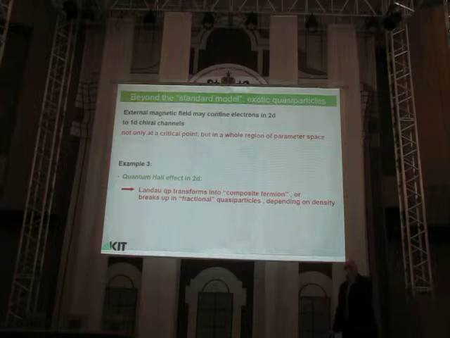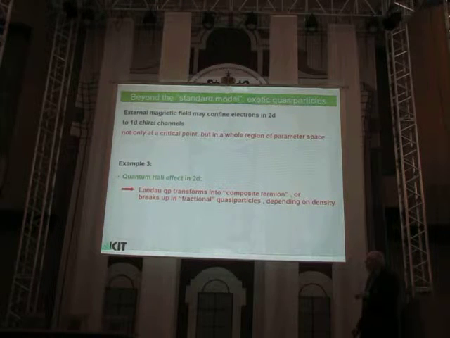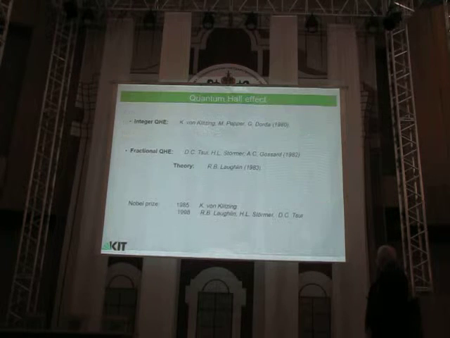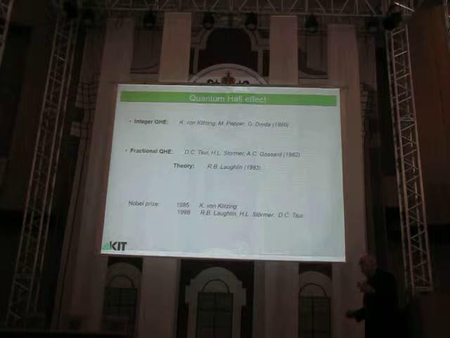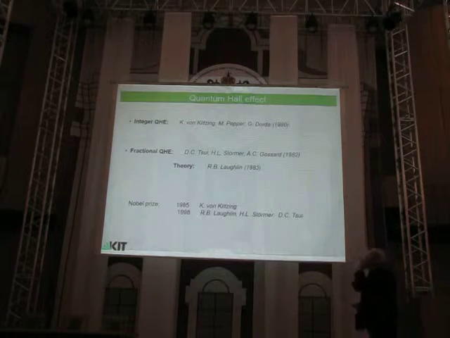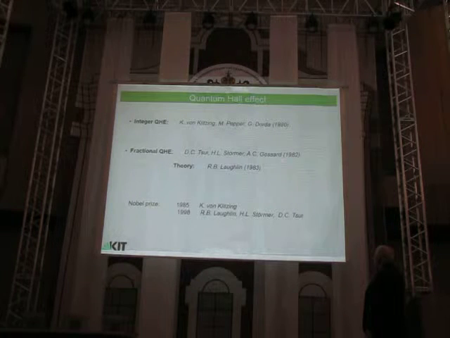Let me now, I have to speed up a little bit, I think, to the third example, which is quasiparticles in the quantum Hall effect. Now, you all know, I think, the most important facts about the quantum Hall effect. It was discovered in the 80s, and the fractional quantum Hall effect was discovered by these people here. The theory was done by Laughlin mostly. A Nobel Prize was given for this.